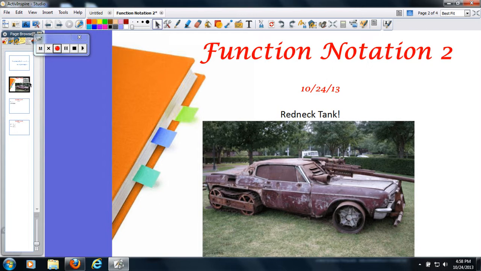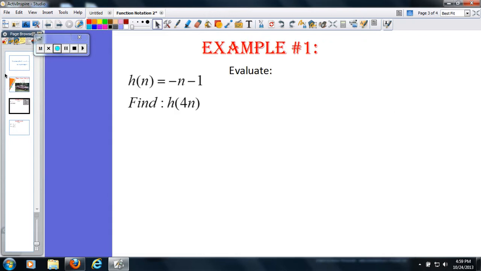We're going to take one extra step that I wasn't originally planning on taking, and we're going to look at function notation. I'm calling it function notation 2, but what we're looking at is evaluating a function, but instead of evaluating it with a number, we're going to be evaluating it with an expression. So let's go ahead and look at the first example.